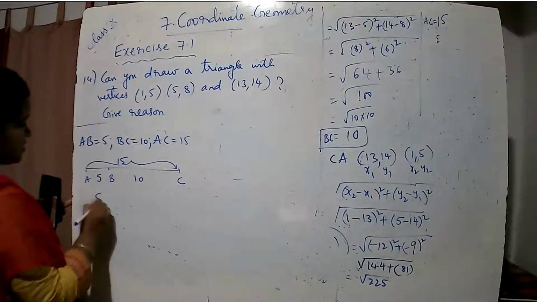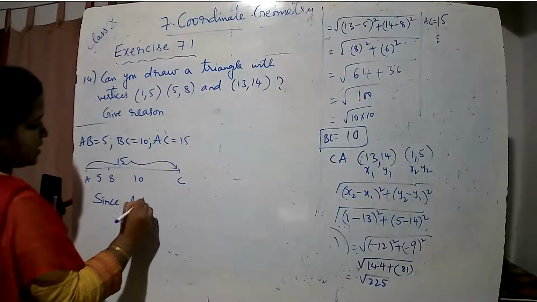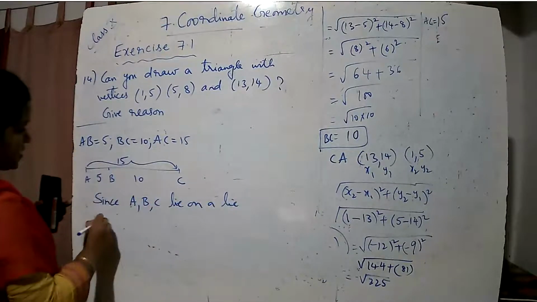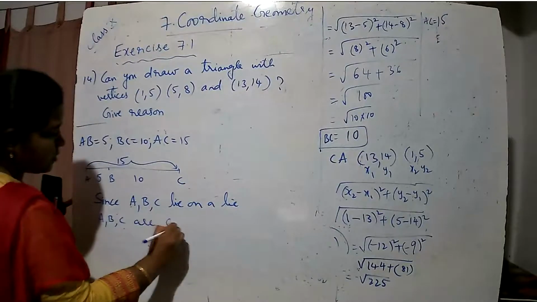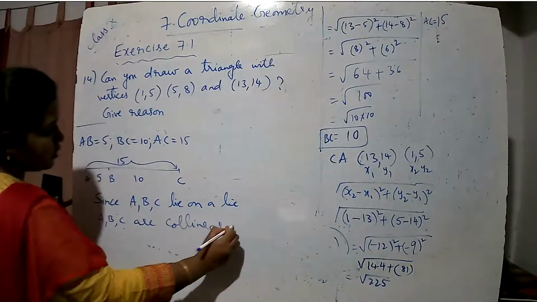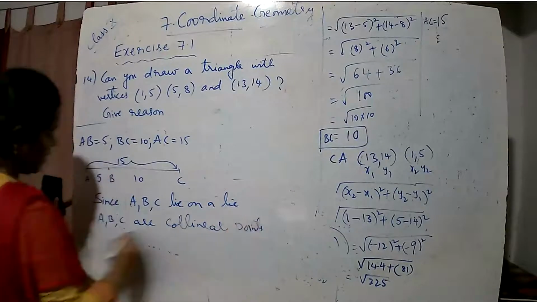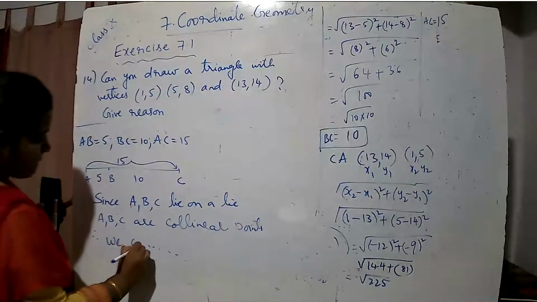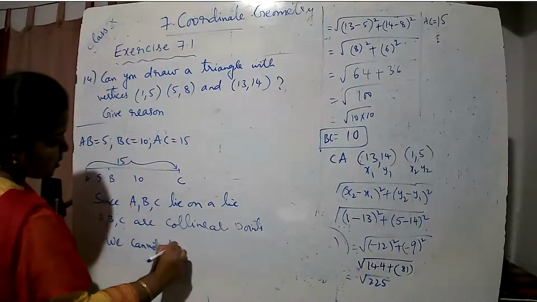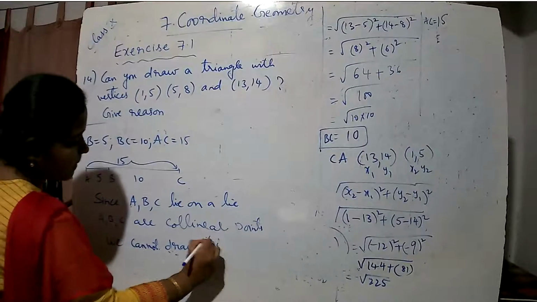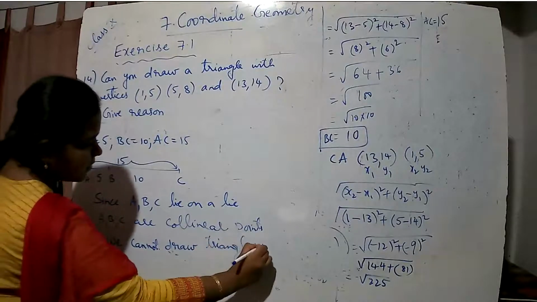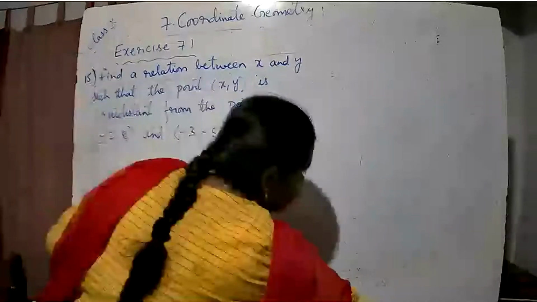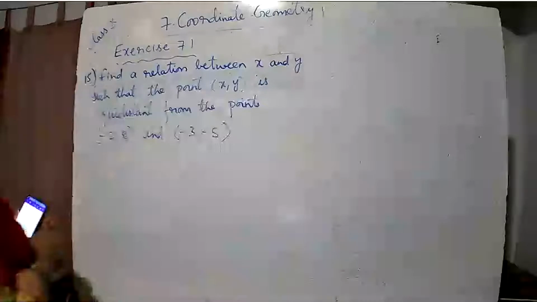Since A, B, C lie on a line, A, B, C are collinear points. Therefore, we cannot draw a triangle with the given vertices. Next: y is equidistant from the two given points.